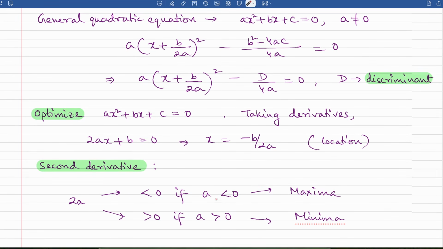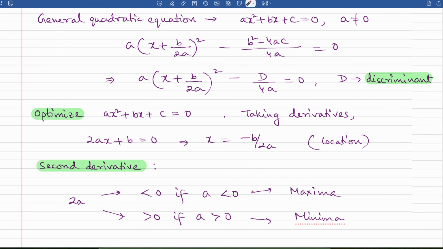Now if a is less than 0, then this 2a will be less than 0, which means I'll have a maxima, and if a is greater than 0, 2a will be greater than 0, which means I'll have a minima, which tracks with the general idea of a parabola, because if a is greater than 0, the quadratic will be shaped upwards, two of its arms will be going off to infinity, so only the minimum exists at the vertex.